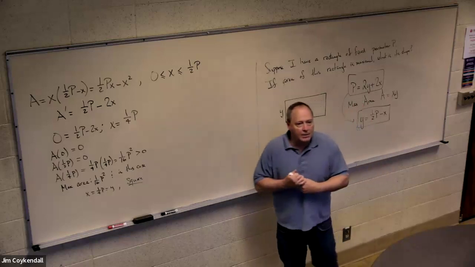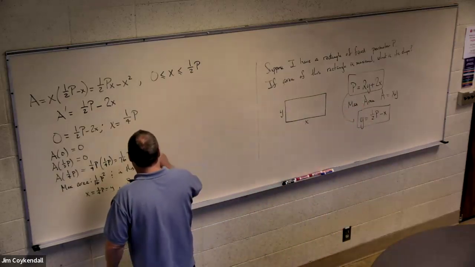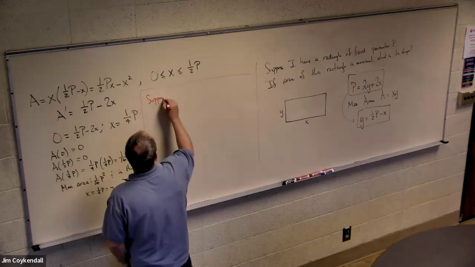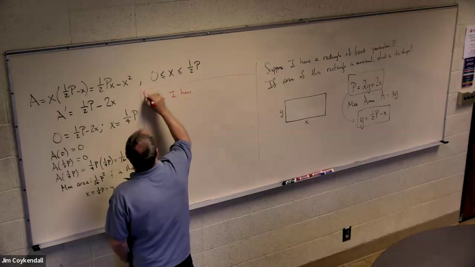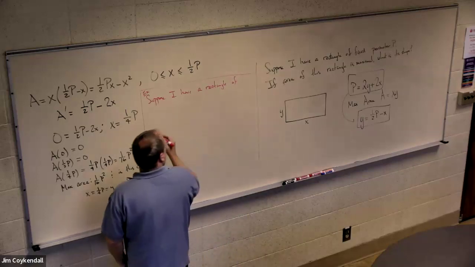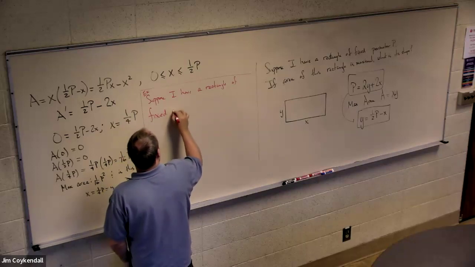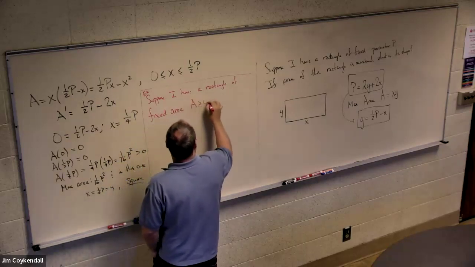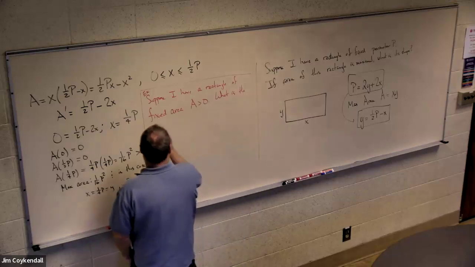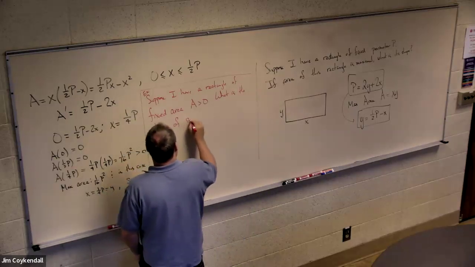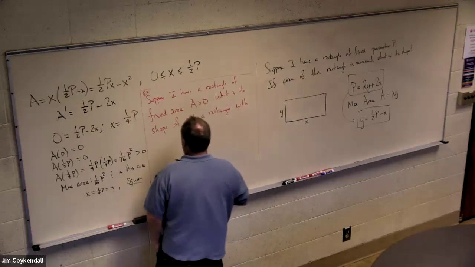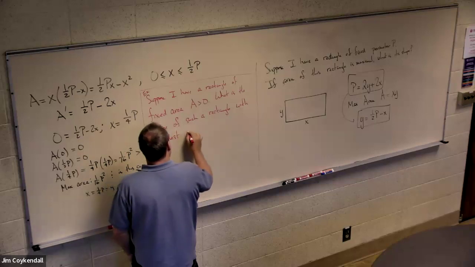All right, I'm going to do another problem that is related to this, but it requires a slightly different technique. Suppose I have a rectangle of fixed area A. What is the shape of such a rectangle with smallest perimeter?